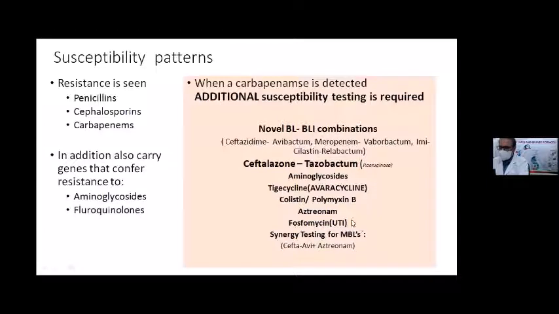And if the isolate is from urine, we should check for fosfomycin. And then, when we test for MBL producers, we should specially check for the combination of ceftazidime avibactam and aztreonam. So that is what we do normally. We detect at least 4 or 5 of them and we are putting them regularly. More will be added this month. We are going to start a few more new things very, very soon.